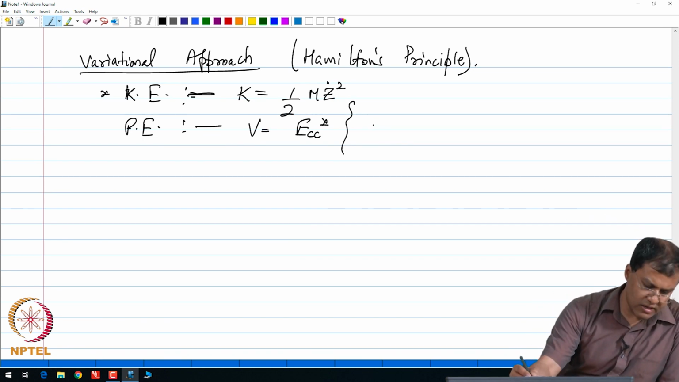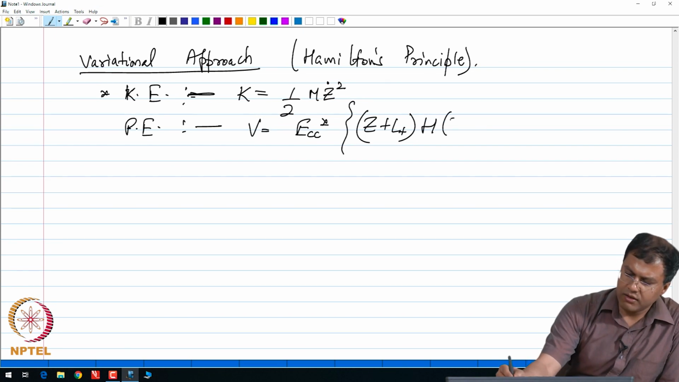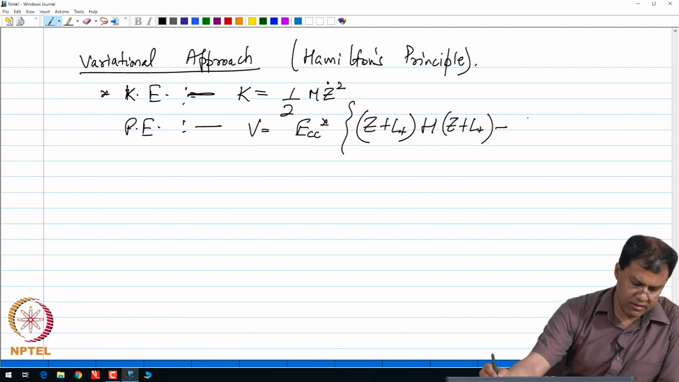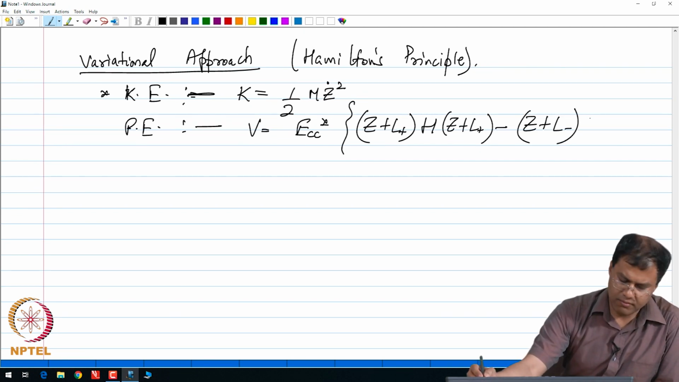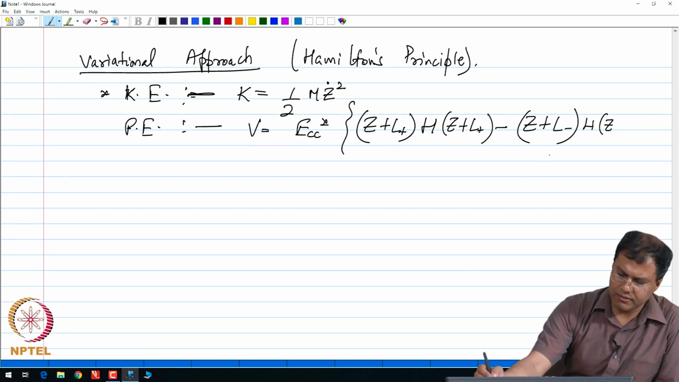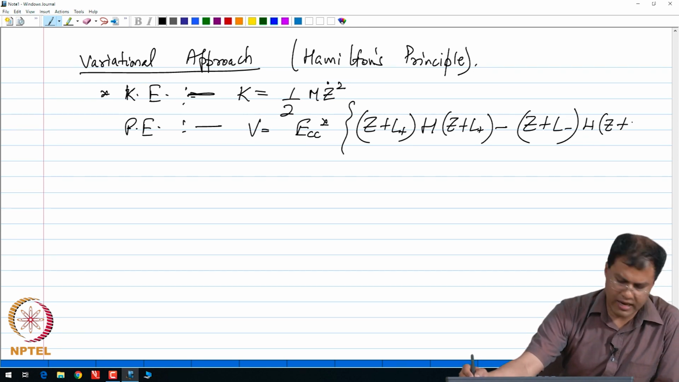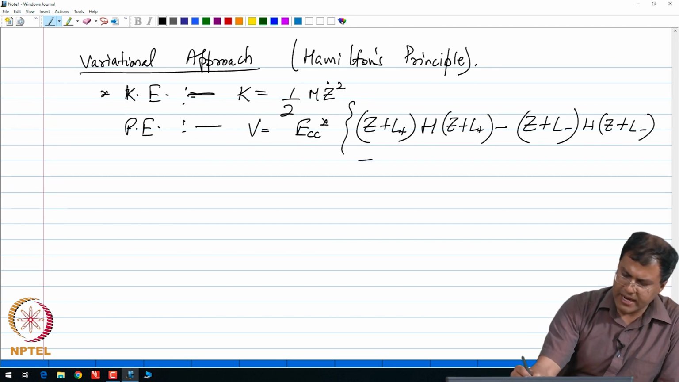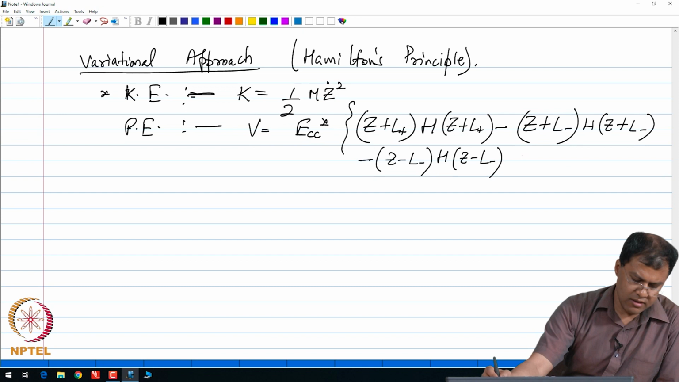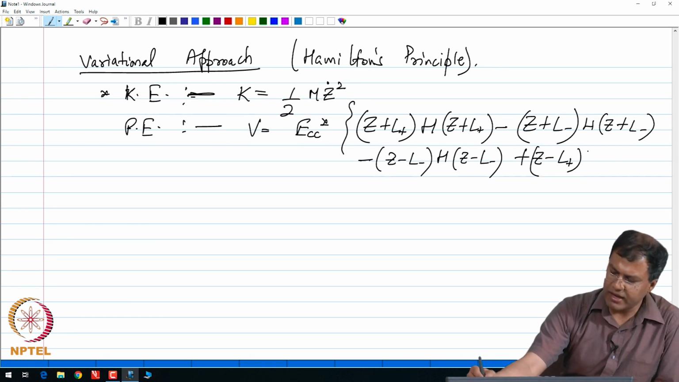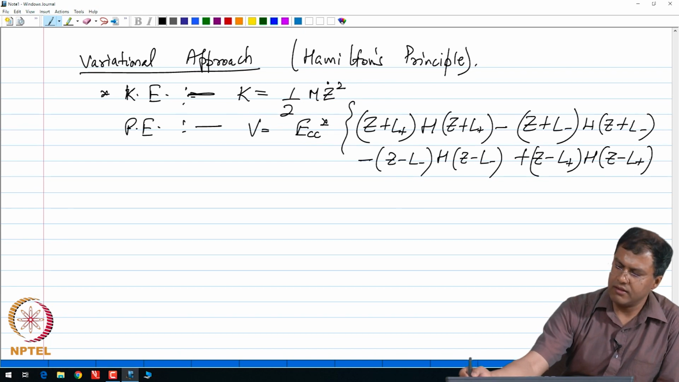So, V is E c c star z plus L 1 L z plus L plus times H of z plus L plus, minus z plus L minus times H of z plus L minus, minus z minus L minus times H of z minus L minus, plus z minus L plus times H of z minus L plus.